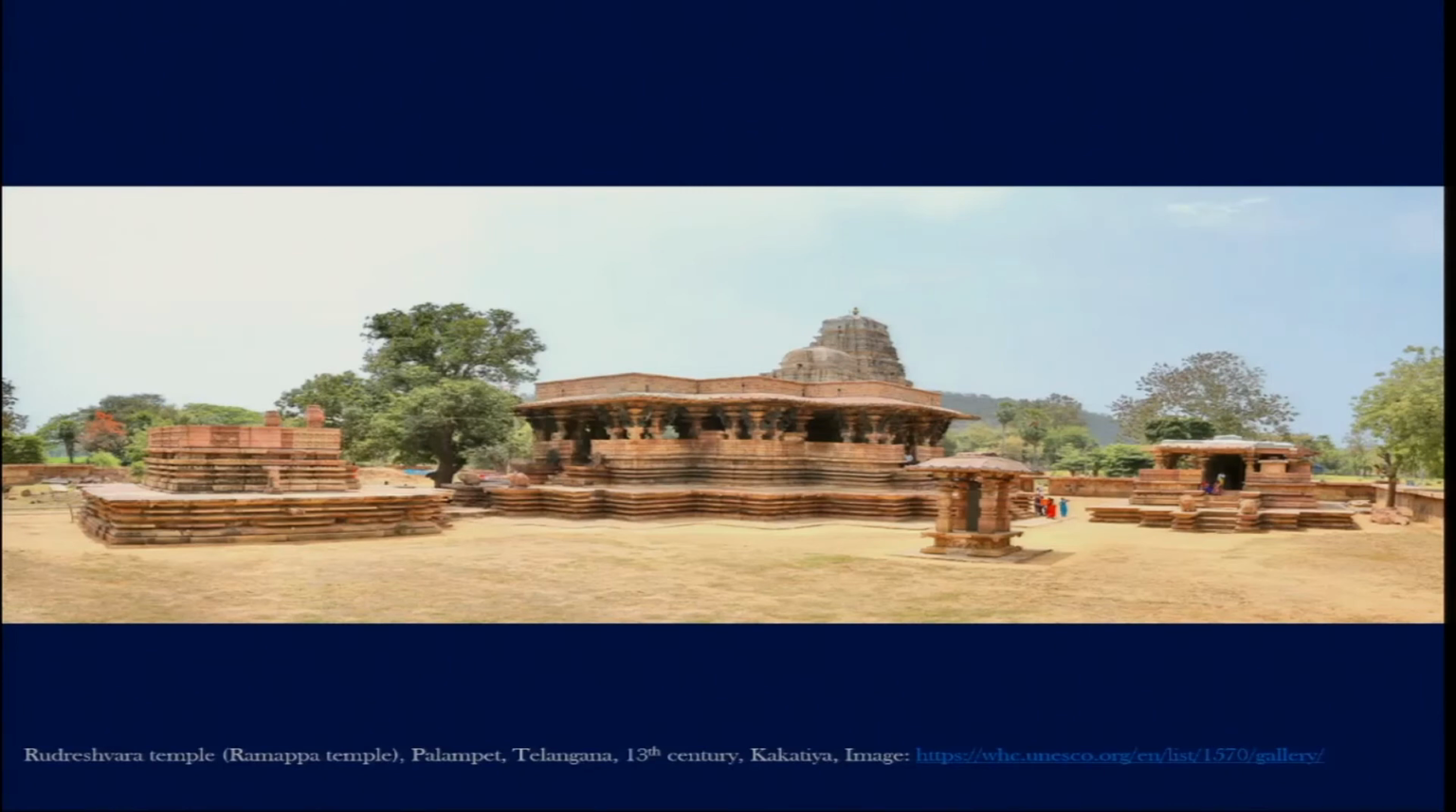Now, talking about the use of stone, and coming back to the availability of different kinds of stones in the Deccan region. Here we have the Rudreshwara temple, or the Ramappa temple, from Palampet in Telangana, which has recently been awarded inclusion in the UNESCO World Heritage Site list. In this temple, two different kinds of stones are used. One is granite and the other is basalt.